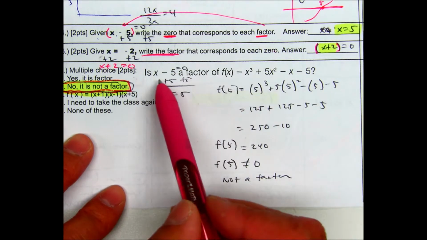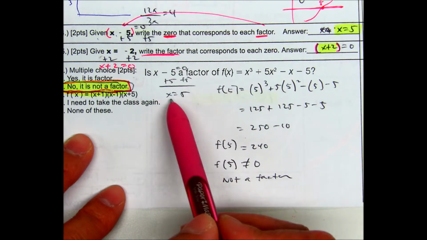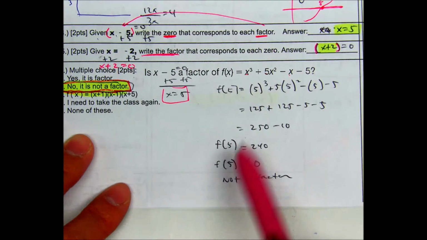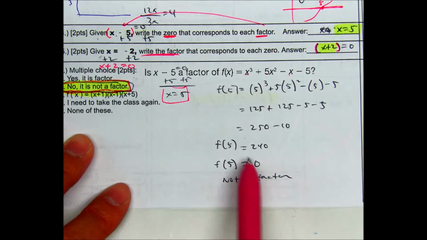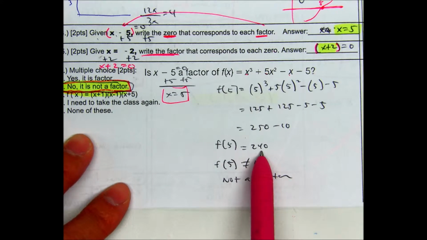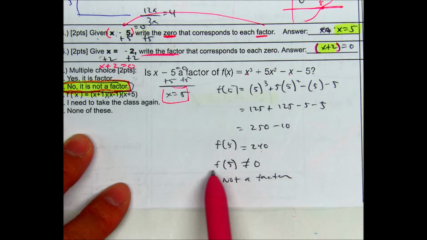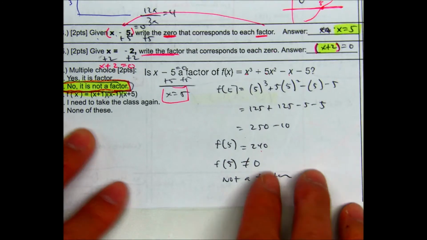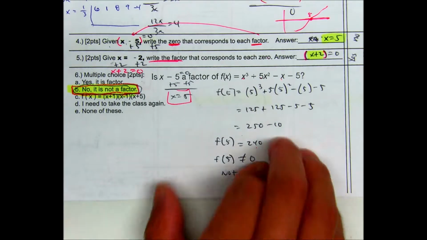Or if you just set it equal to 0, you get x equals 5. And if you put 5 into each of these, I'm using the remainder theorem, and you simplify, you realize that my remainder is 240. Because my remainder is not 0, then it's not a factor. So the answer is B, not a factor. That side was out of 14 points. Turn to the back side.